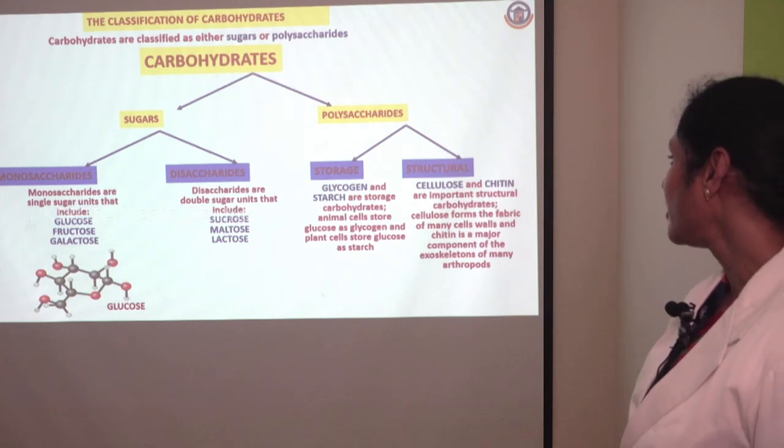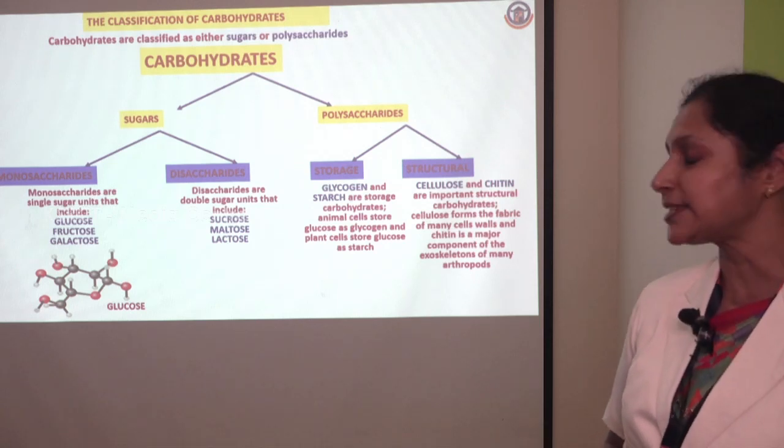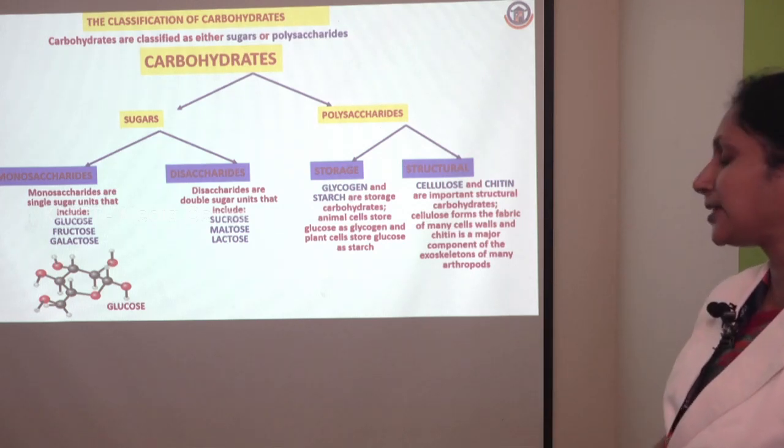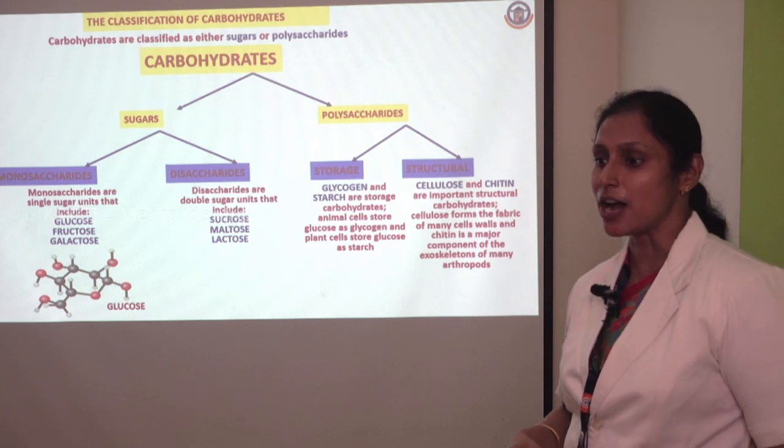Cellulose is a fiber which is present in many cell walls, and chitin is an exoskeleton component of many arthropods.